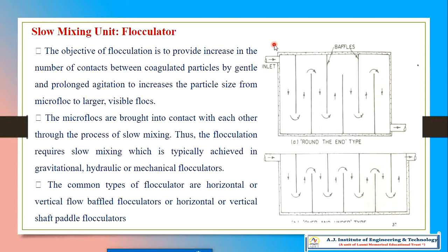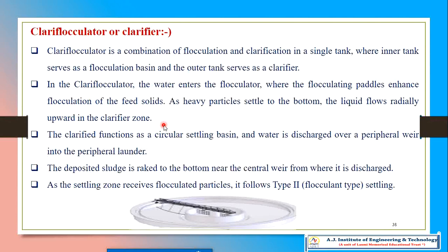Thus, flocculation requires slow mixing, which is typically achieved by gravitational, hydraulic or mechanical means. Especially we typically go for gravitational. The common type of flocculator, horizontal or vertical, depends on the case. So this is the horizontal type. Or a vertical shaft will be provided here. Baffle walls are provided, with an inlet zone as well as an outlet zone, so that the mixing happens slowly. Then another very important one, the combined clariflocculator. Combined one, that is the clariflocculator.